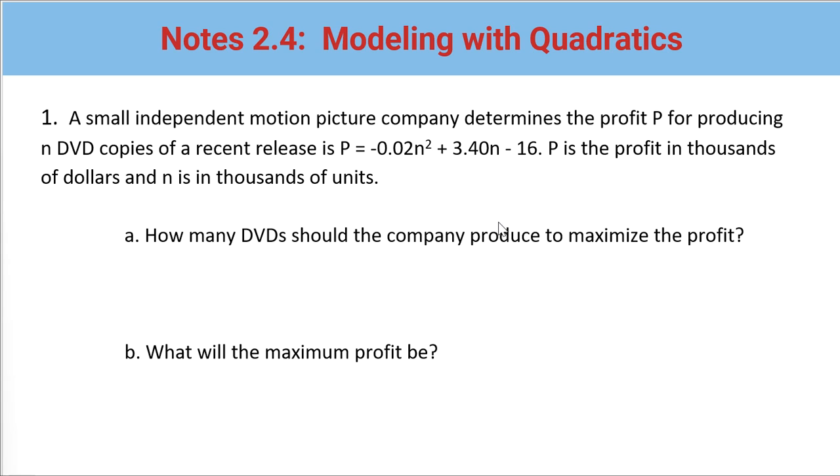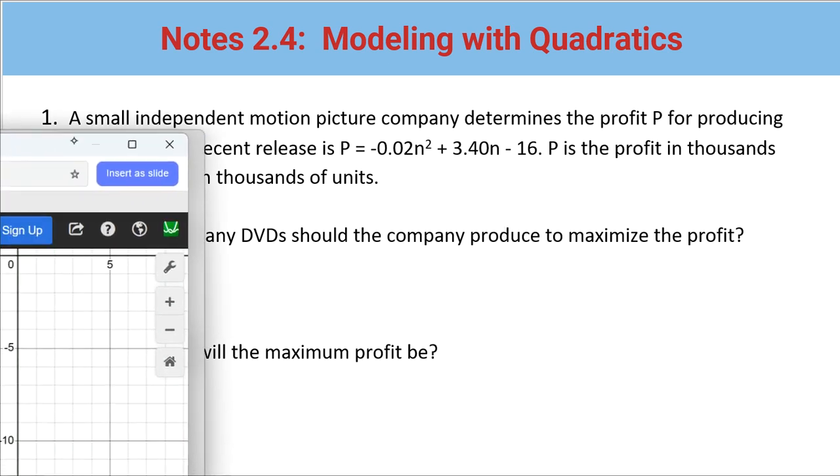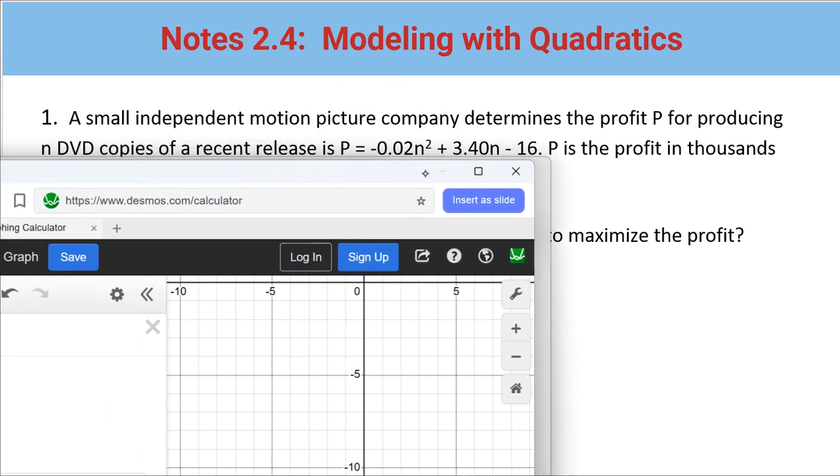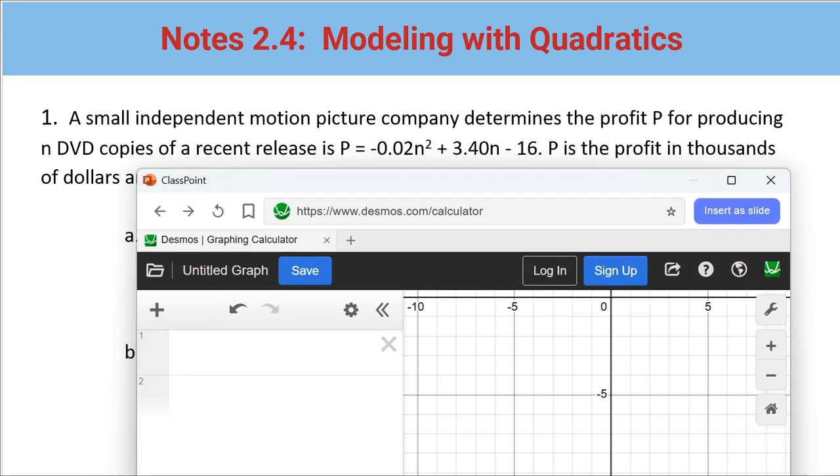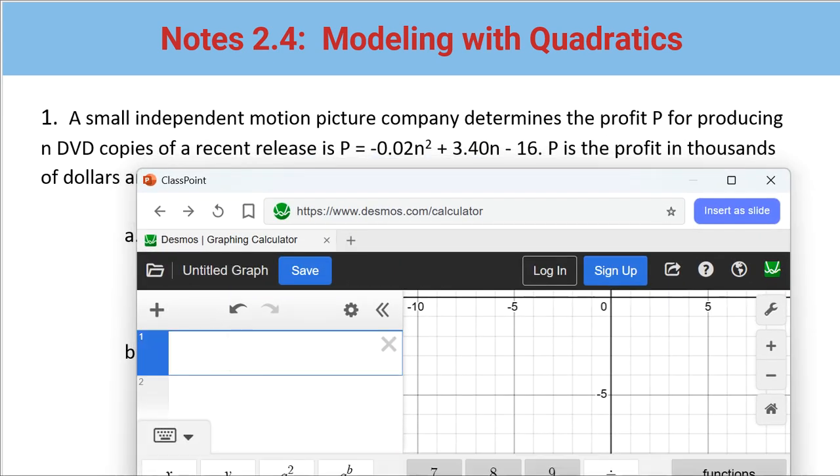Right? So maximize tells us we're looking for maximum profit. So the best way to do this would just be to graph it. My first instinct on this one is probably going to be to go to Desmos, seeing those decimal values. Desmos is probably going to be our go-to, right? So I'm going to type that in.